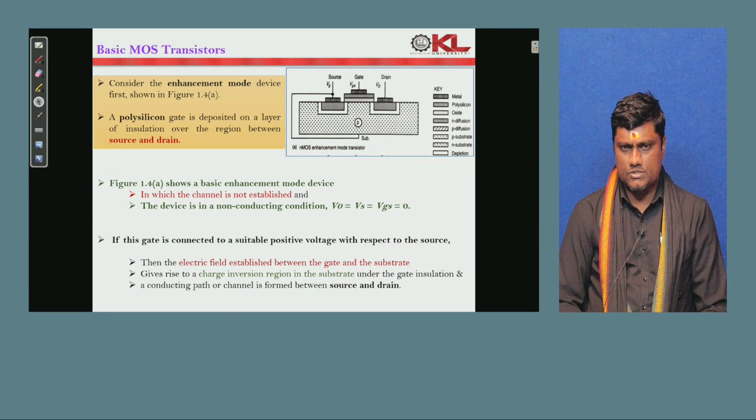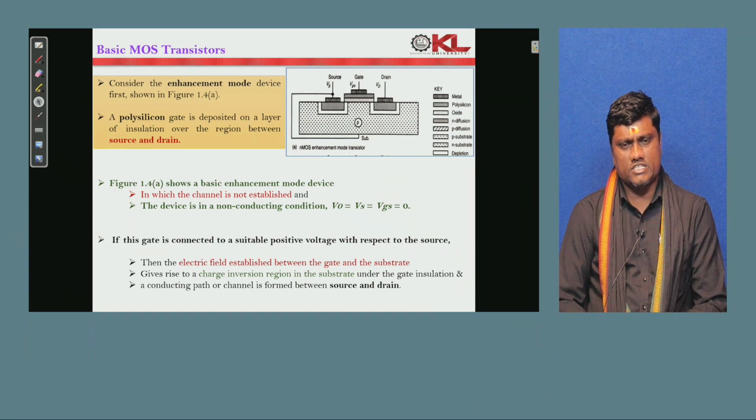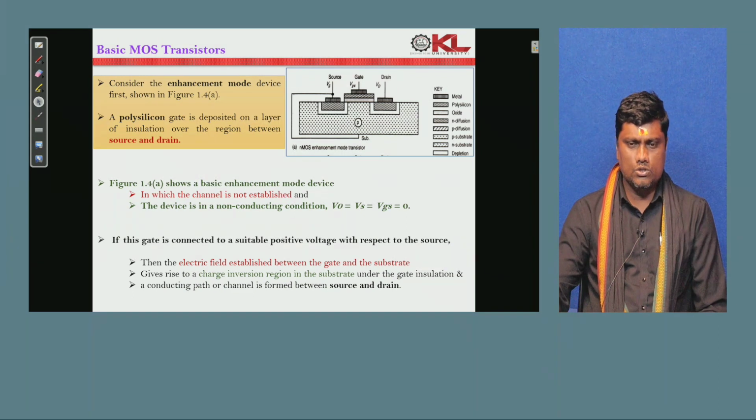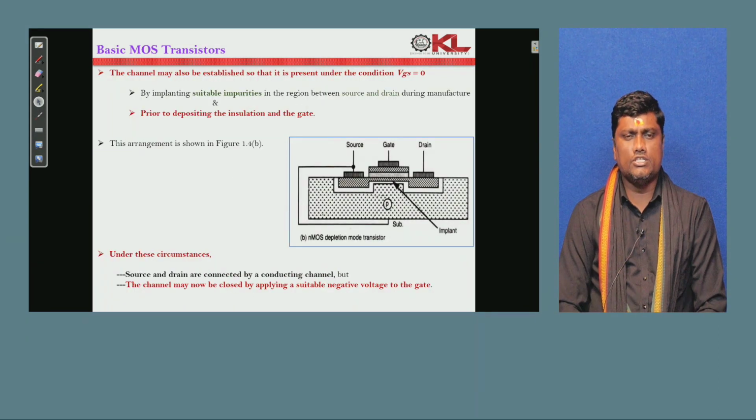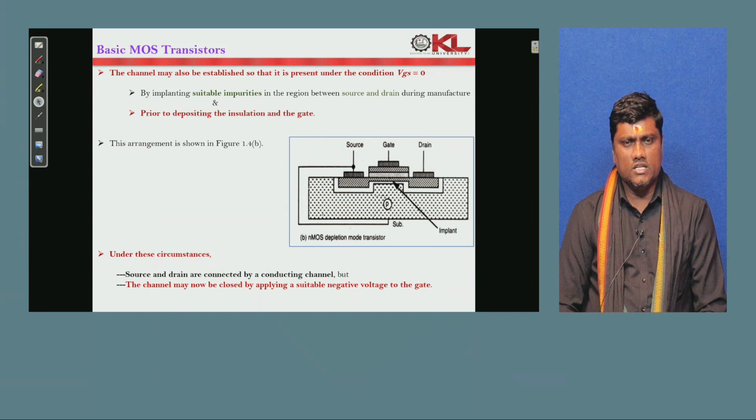This electric field between the gate and substrate gives rise to the charge inversion region. The electric charge carriers will start flowing in the channel under the gate insulation. So the conducting path, or the channel, will be formed slowly between the source and the drain. So this channel may be established, whereas in the present condition VGS is 0.